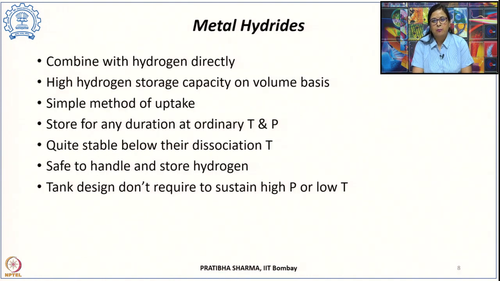Now the important category of absorption based materials is the metal hydrides, and they are specifically of interest because of their reversible capacities. These are simple in the sense they can combine chemically directly with hydrogen when these materials are exposed to hydrogen at certain pressure and temperature conditions, they form hydrides. So the uptake as well as release of hydrogen is simple with these metal hydrides. Subject to temperature and pressure changes, we can have hydrogen being stored and released from these metal hydrides.